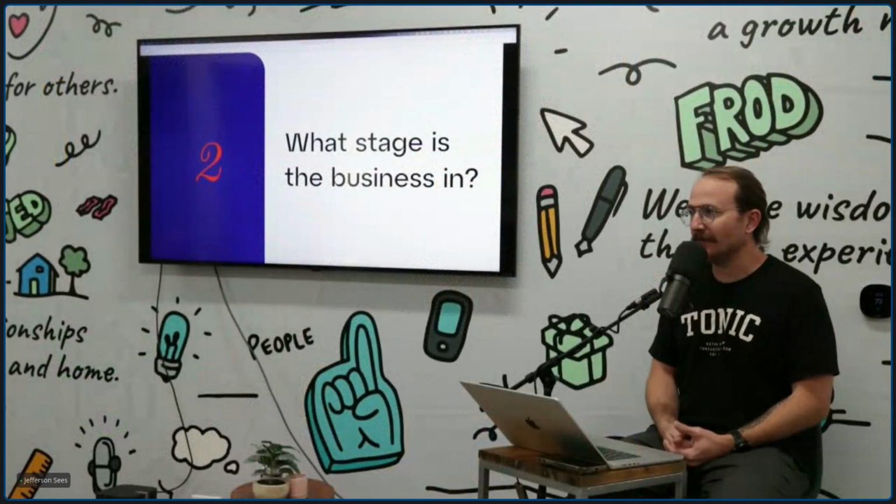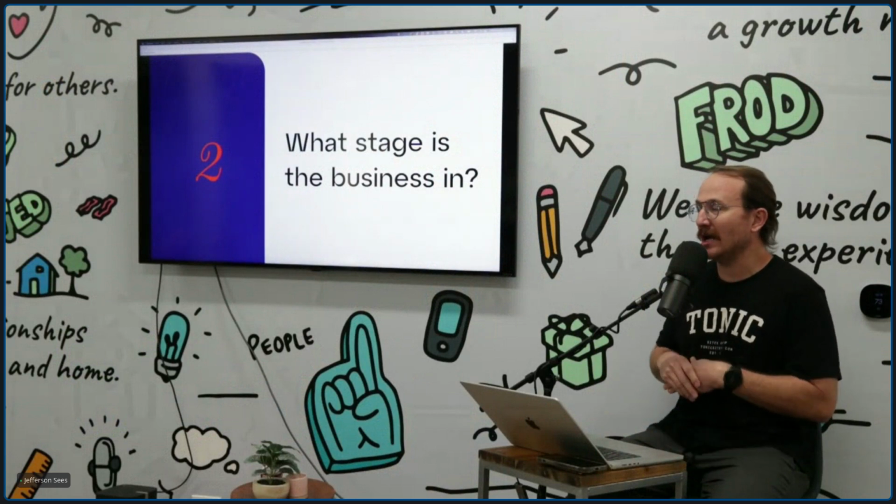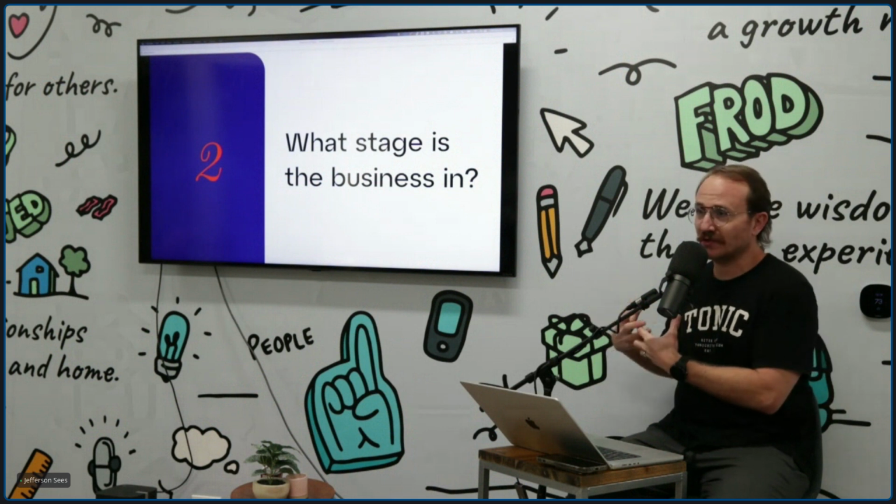And so you want to be really clear about what it is that you want the person to do, and then let that dictate what you are including in the form and what you are not including in the form. The second question is this: what stage is the business in? This is an important question because this might make you include or not include certain things.